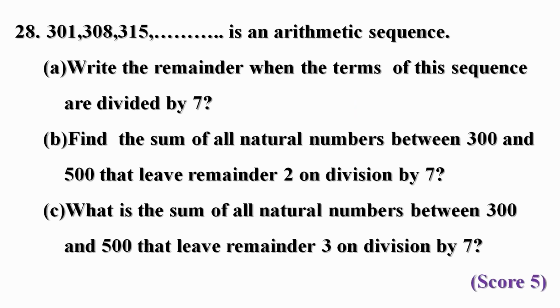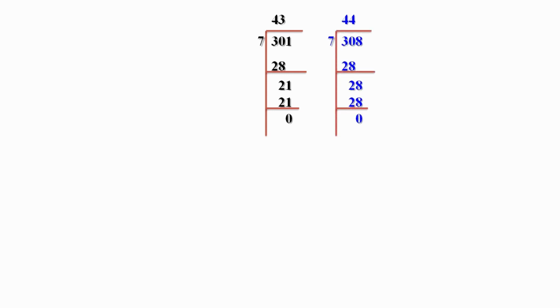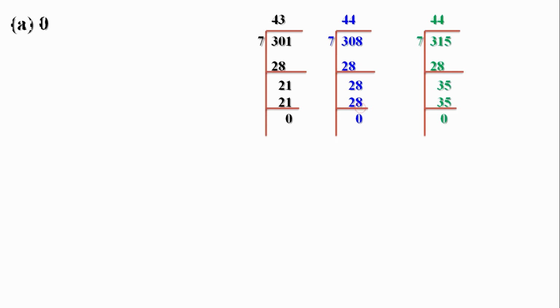Here the sequence is 301, 308, 315, etc. Let us divide the first term 301 by 7, and we can see the remainder is 0. Now take the second term 308. Again, when we divide it by 7, the remainder is 0. Now take the third term 315. When we divide it by 7, the remainder is 0. So we can say the remainder when the terms of the sequence are divided by 7 is 0.